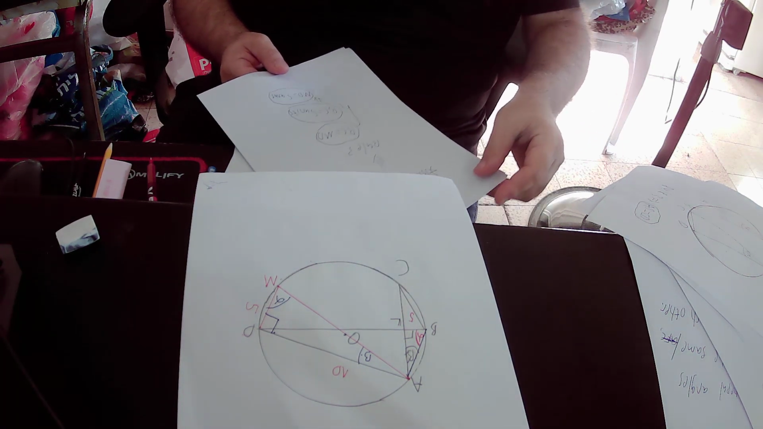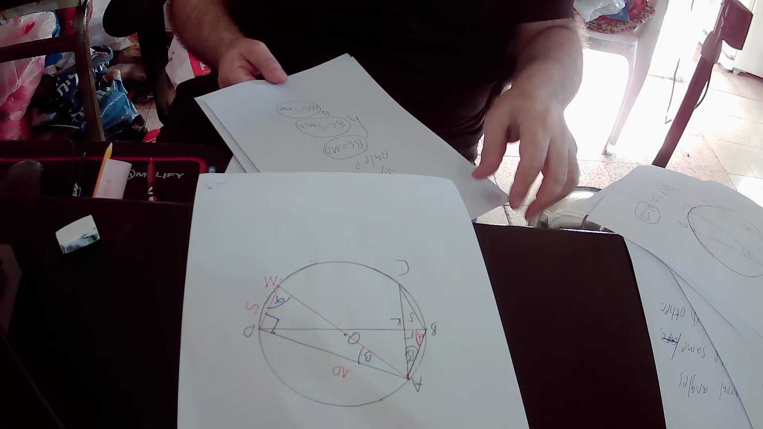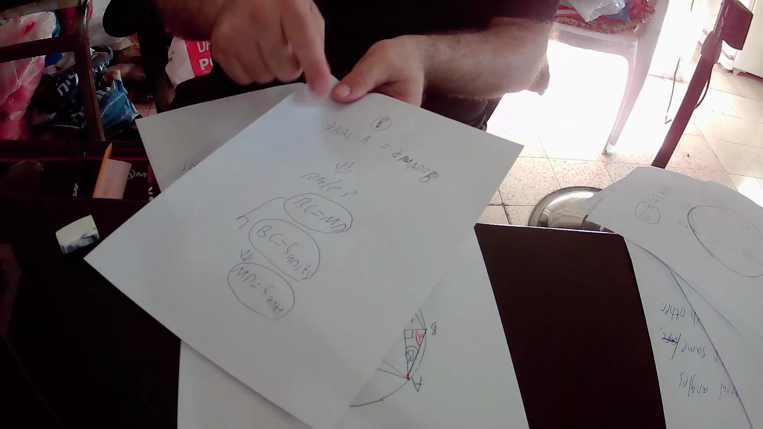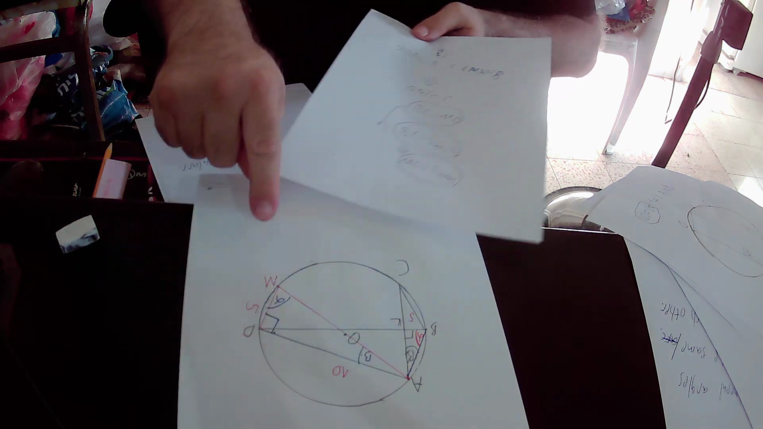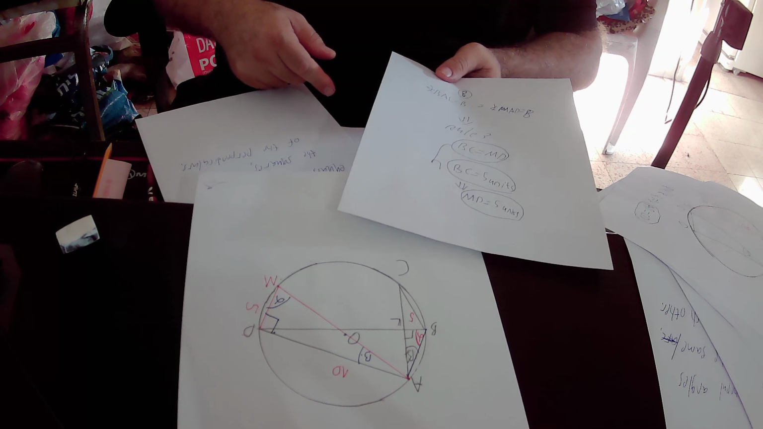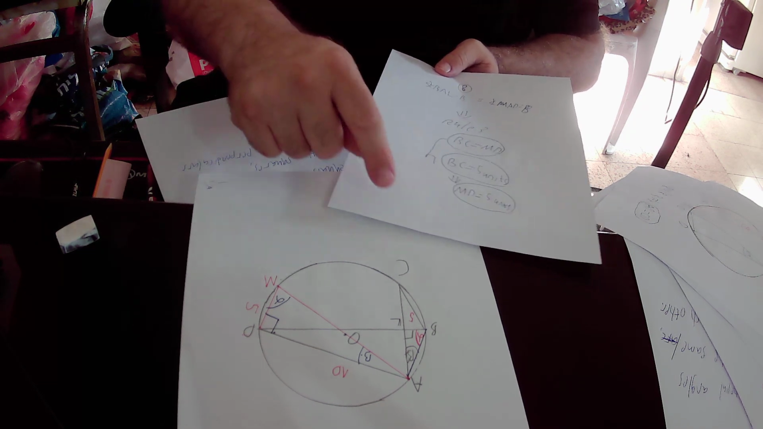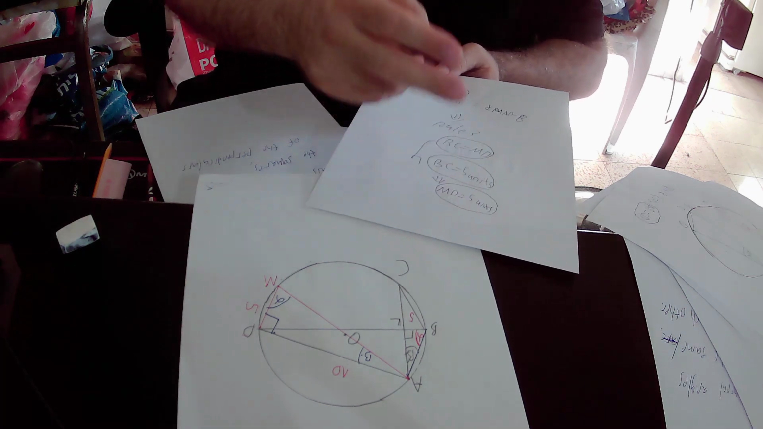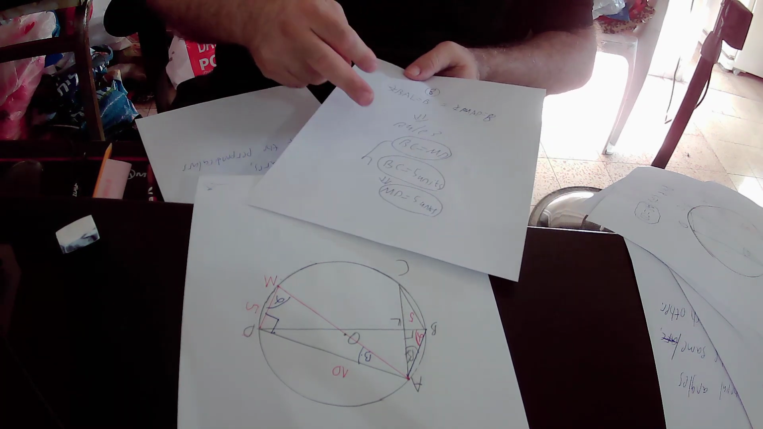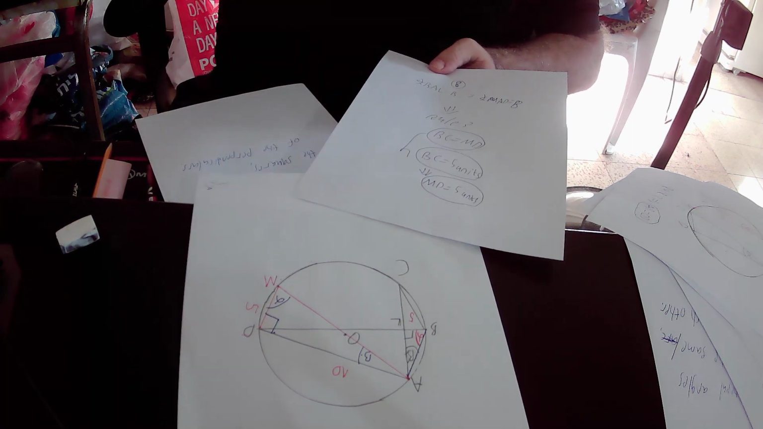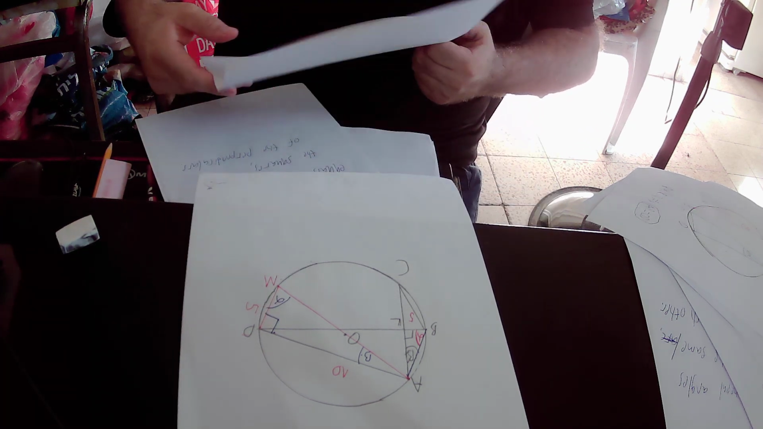Okay, so according to rule number 3, BC equals MD, but we know that BC equals 5 units. It is given to us in the question. So we can deduce from it that MD also equals 5 units. That's all.